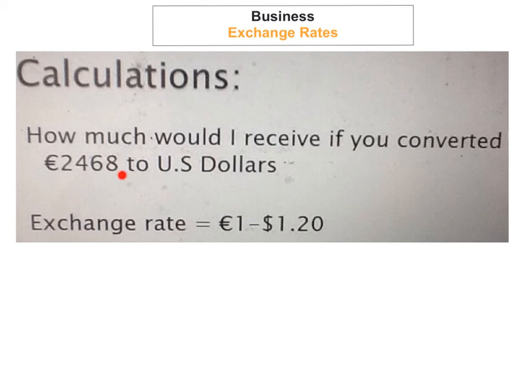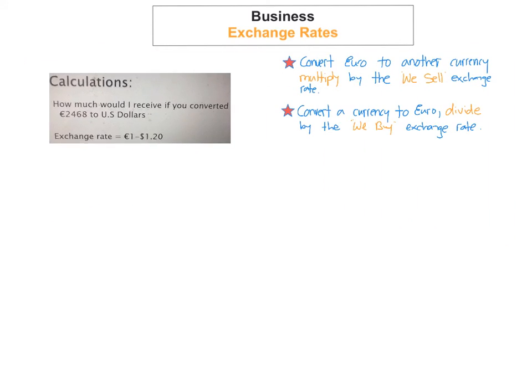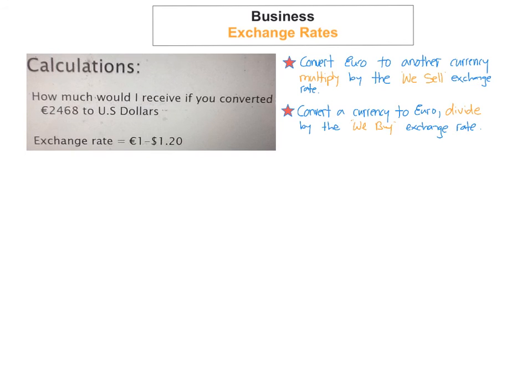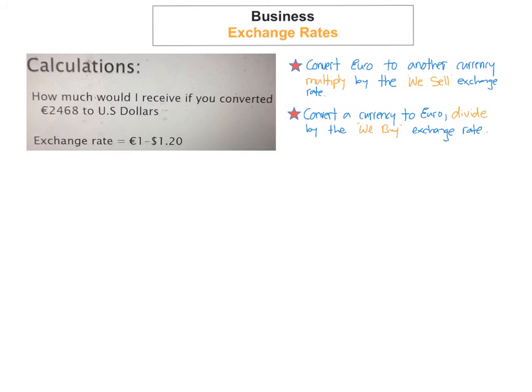The next example we're going to look at is how much I would receive if I converted €2,468 to US dollars. The exchange rate today is €1 equals 1.20 US dollars. So how much will I get in dollars if I was going to America and I was going to exchange €2,468? Again, I'll put this here. You can see up here that it says if you want to convert euro to another currency, we multiply by the we sell. So we've got euro and we want to convert that to US dollars. The exchange rate we sell is €1 equals 1.20.